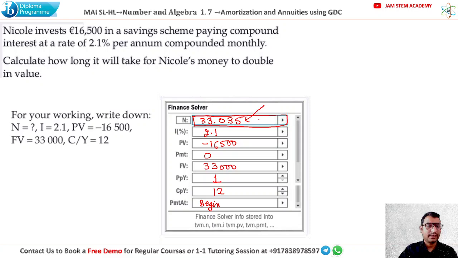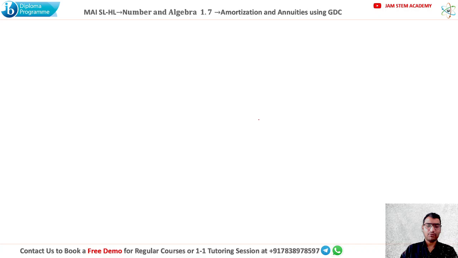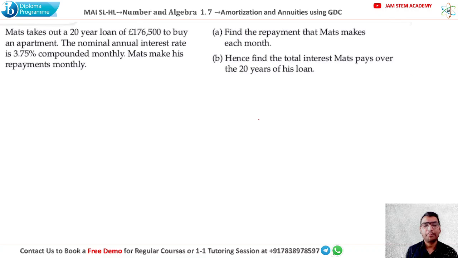Okay. Let's move to the next question and see how we can solve for other parameters also. Met takes out a 20 years loan of 176,500 to buy an apartment. The nominal annual interest rate is 3.75 compounded monthly. Met makes his repayment monthly. So payments made per year is 12 this time. Compounding per year is also 12 because it is compounded monthly.